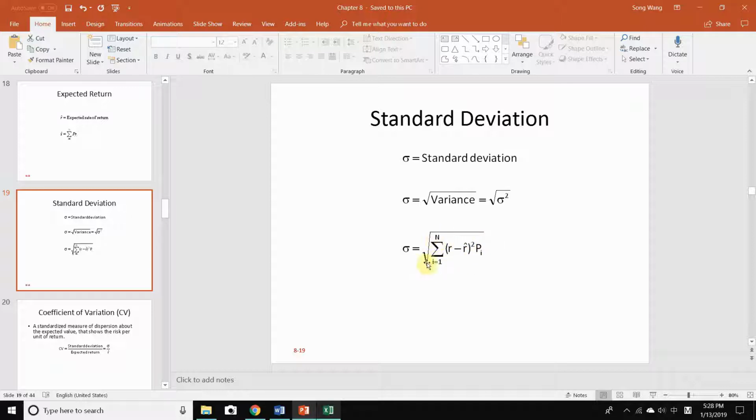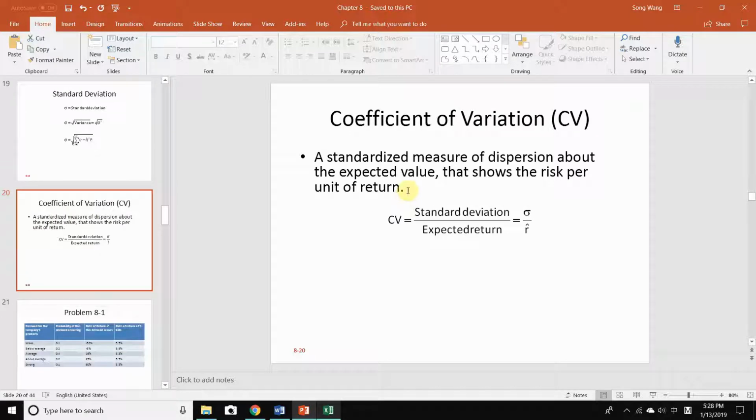You take the square root of variance, you get a standard deviation. Since this has already been covered in your statistics class, I'm not going to go over too much of the details. And here is a combination of risk and return, and this is something I really want you to remember. This is called the coefficient of variation, where you have the standard deviation on the top, expected return on the bottom. So you want this variable to be as low as possible, because you want to minimize the standard deviation, minimize your risk as low as possible.